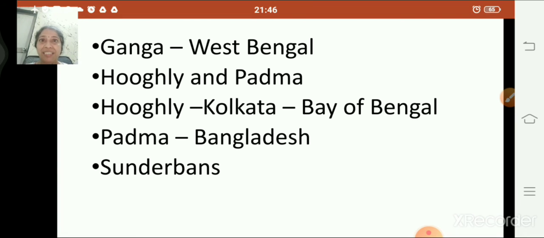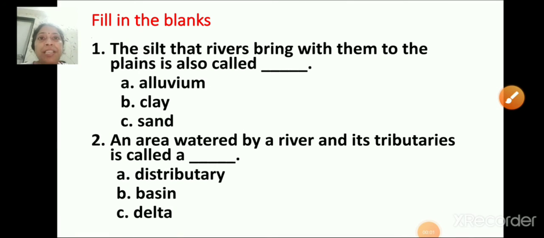So children, with this I'll stop. We'll see some objective questions. First question, fill in the blanks. The silt that rivers bring with them to the plains is also called, options are alluvium, clay, sand. What is the correct answer? Alluvium.